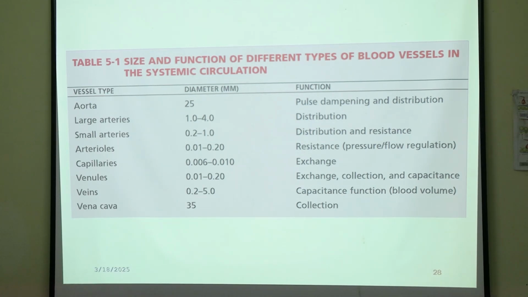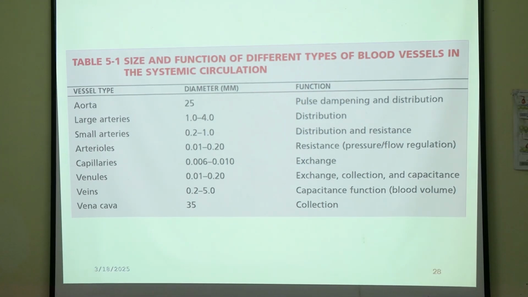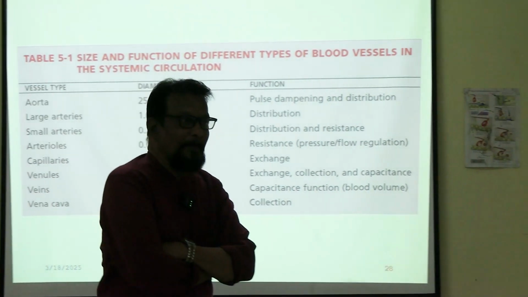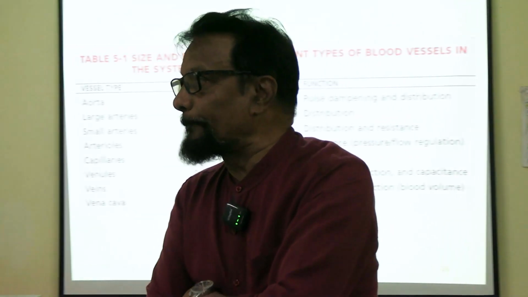And what are the functions of the aorta? Pulse dampening and distribution. What is the meaning of this? Who can explain pulse dampening? What does the term dampening mean? Reducing the pressure. We know that as you proceed towards the periphery, pressure gradually decreases, meaning the pressure will be dampened, there will be declining pressure.